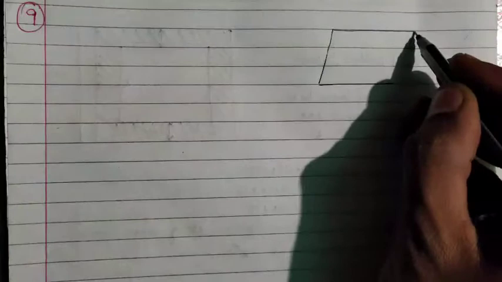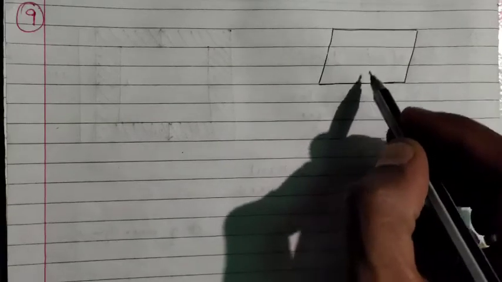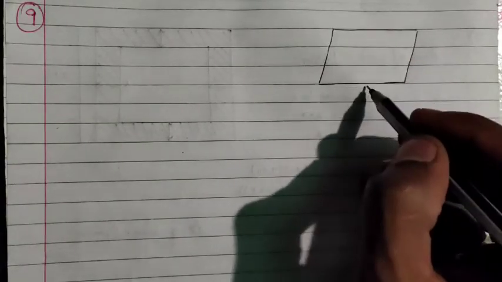Question number 9 is saying one side of a parallelogram. First we will discuss parallelogram, what does parallelogram mean. Here I am drawing a diagram of a parallelogram. This is a diagram of the parallelogram. It is just a tilted rectangle. In rectangle all angles are 90 degrees, but in parallelogram it is not like that. Here also opposite sides are parallel and equal. It means length is equal to length, breadth is equal to breadth. Opposite sides are parallel and equal.